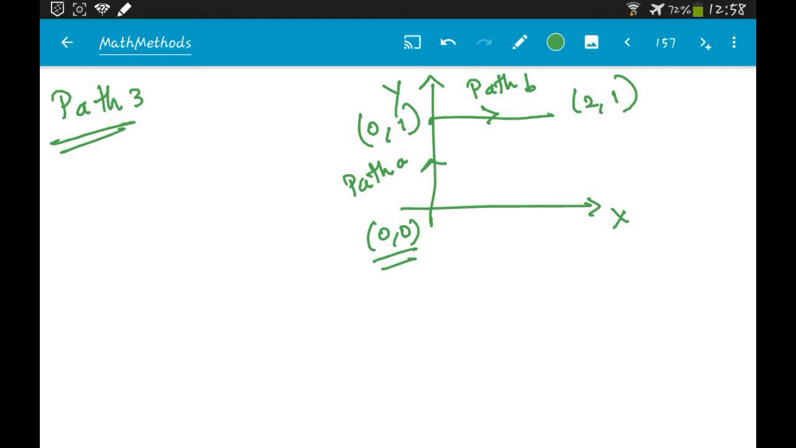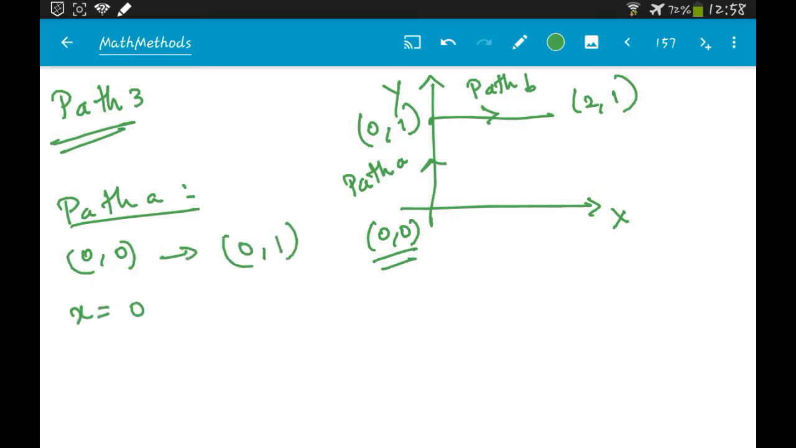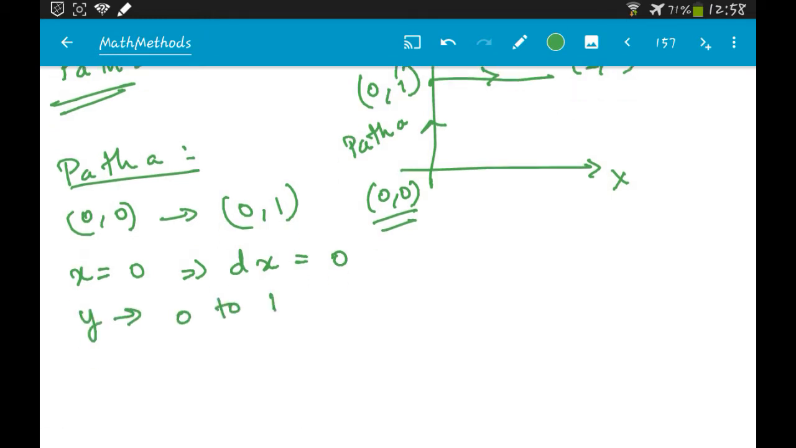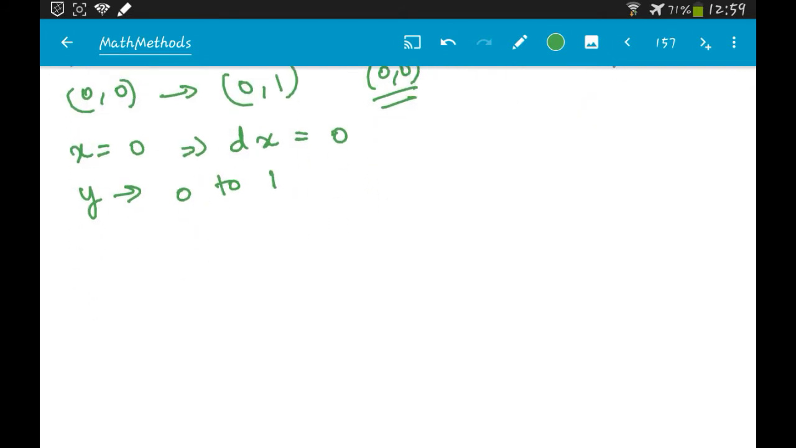So let's see what are the equations or conditions for path A. So path A goes from 0, 0 to 0, 1, which means x is 0. X stays at 0, a constant. So dx is 0. And y goes from 0 to 1. Okay. Alright. So what is W? So we can split W. Then write W is equal to W in path A plus W in path B.